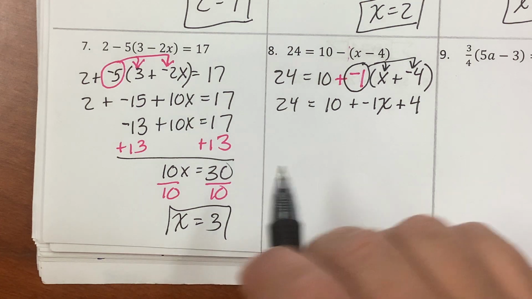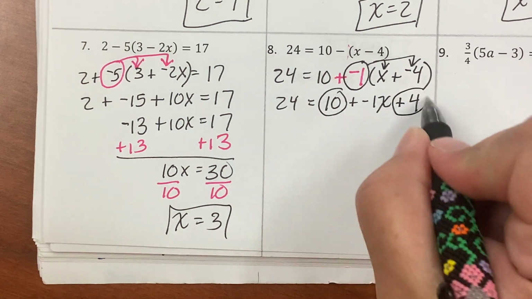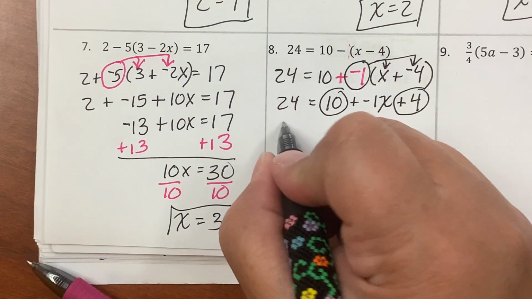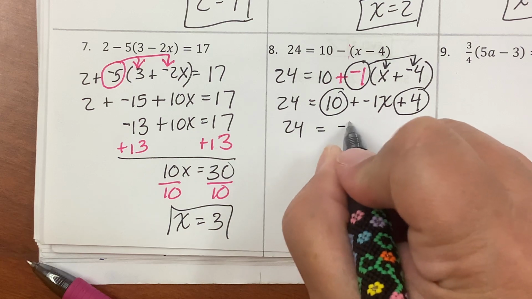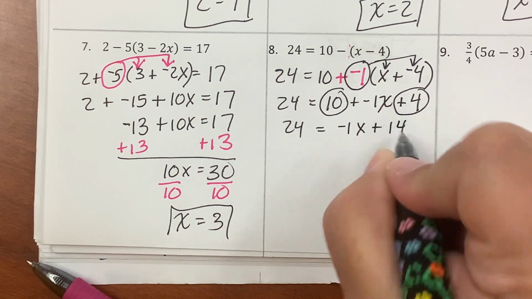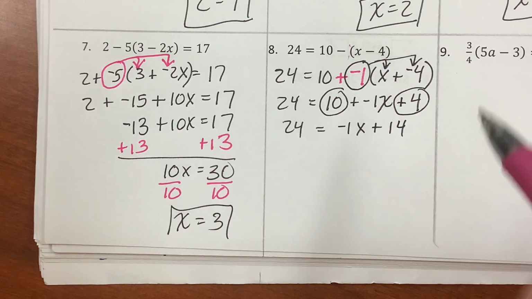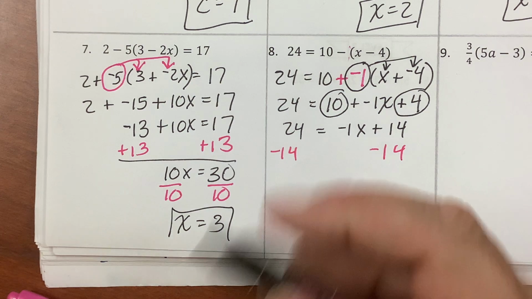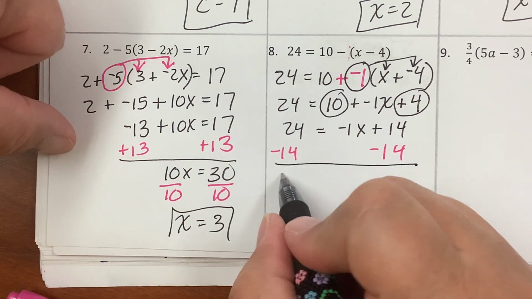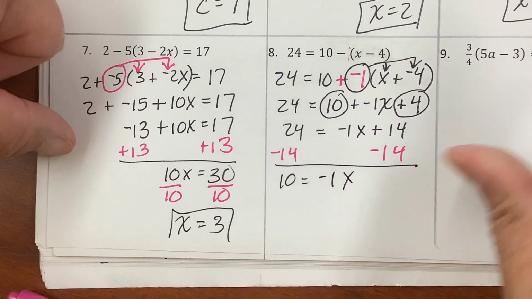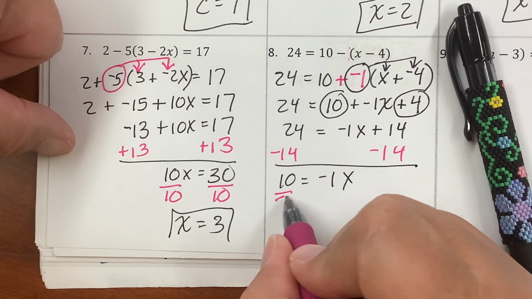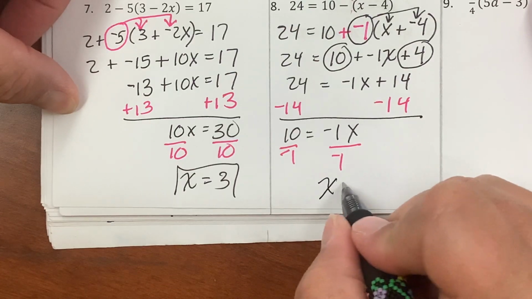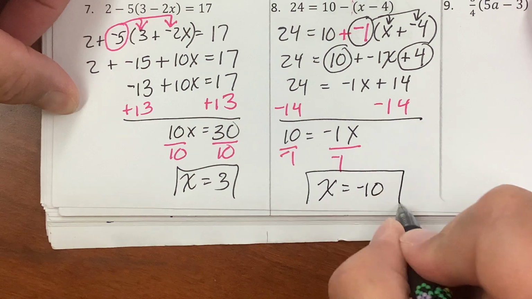All right, now I can combine like terms. 10 plus 4. Wait a second. 24 equals negative 1x plus 14. Subtract 14 from both sides. 10 equals negative 1x. Divide both sides by negative 1. And x equals negative 10. Put a box around it.